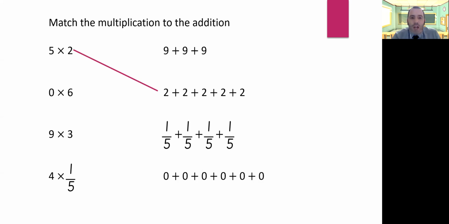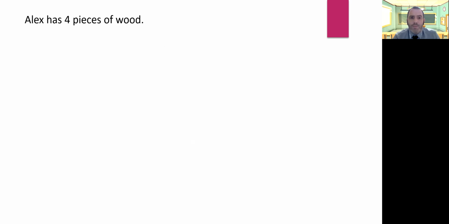0 times 6, well, we know anything times 0 is 0, so it's the same as saying 0 add 0 add 0 add 0. You get the idea. It's repeated addition. It goes on and on the number of times you're multiplying by. 9 times 3, that's 9 plus 9 plus 9. Now, we've only got one option left here, so we've got 1/5 plus 1/5. And we know how to add our fractions together. This would give us 4/5.